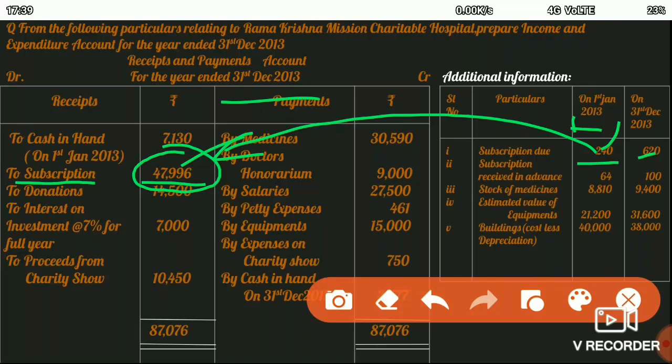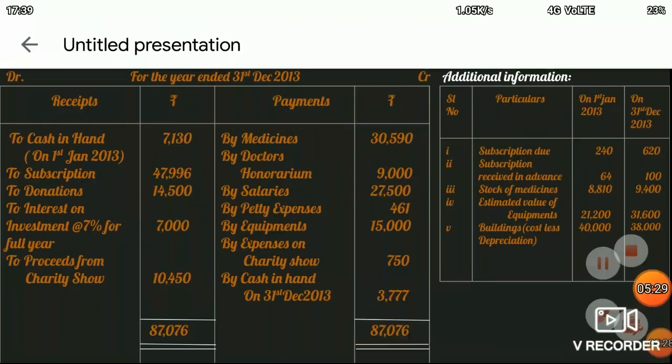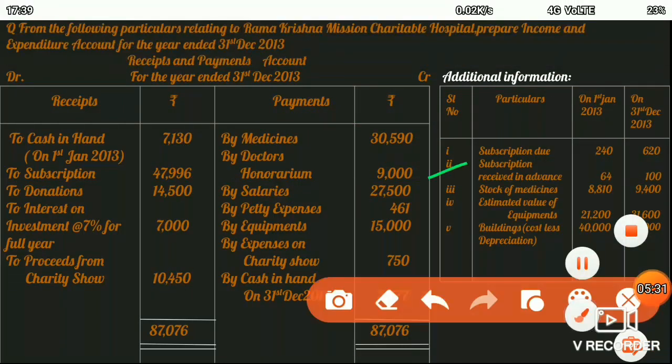620 is an outstanding at the end of the year. That means it is an outstanding of the current year. That means the members have not paid this and the organization did not receive this. So if the organization did not receive in the current year, that means it is not included in this 47,996. So it is of the current year. So we have to show the total subscription in the income and expenditure account. We have to add this item.